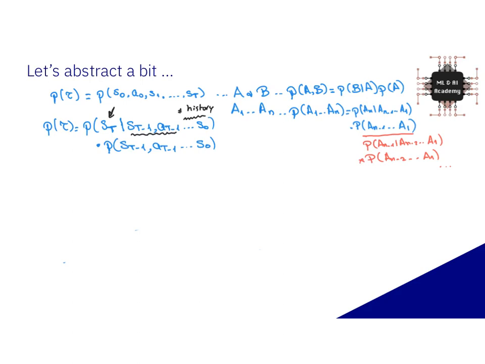So invoking that assumption, we can rewrite this. From here to here, we invoked the Markov assumption. We can write this as P of s_t conditioned on s_{t-1} and a_{t-1}, times the P of the remainder, which is a_{t-1}, s_{t-1}, up to s_0. Notice here I just flipped s_{t-1} and a_{t-1}. It used to be s_{t-1}, a_{t-1}. I just made it a_{t-1}, s_{t-1}, which is the same thing.